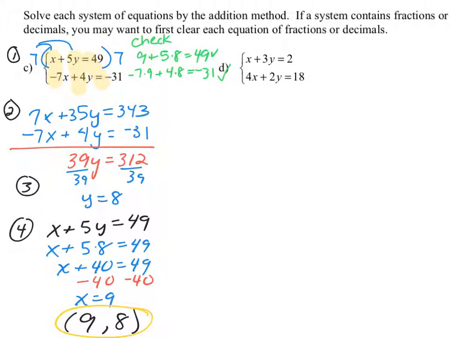Now let's look at example D. We have x plus 3y equals 2 and 4x plus 2y equals 18. Notice that our first step is already done for us. We have the x's lined up, the y's lined up, and the equal signs lined up. So we're in good shape there.